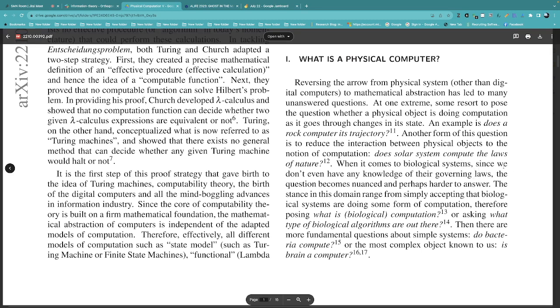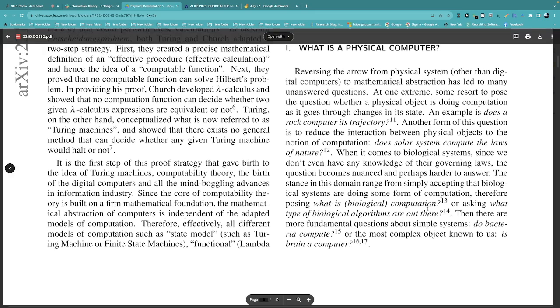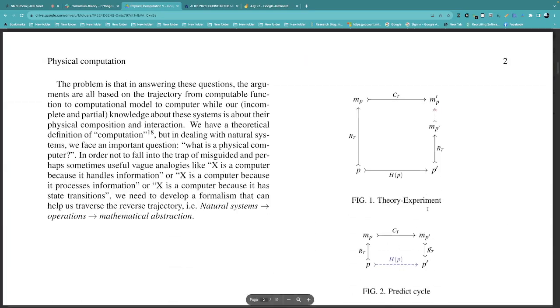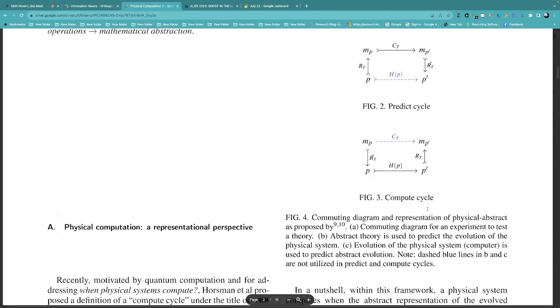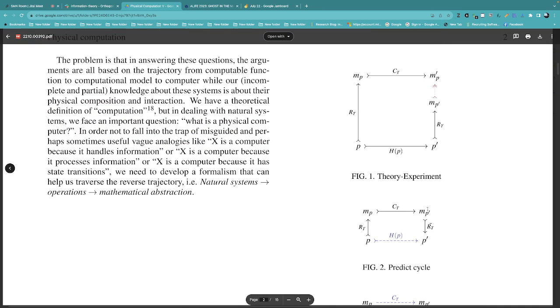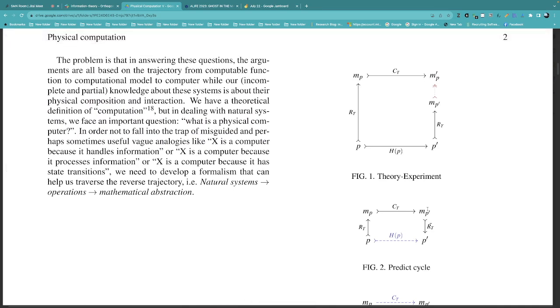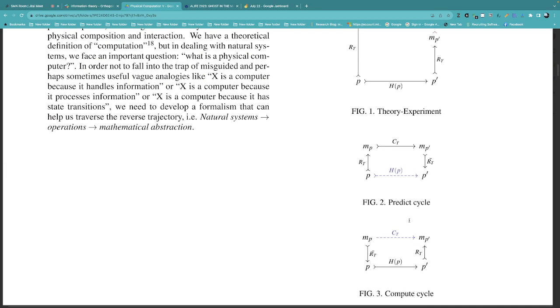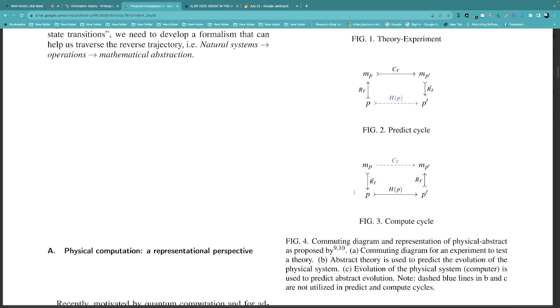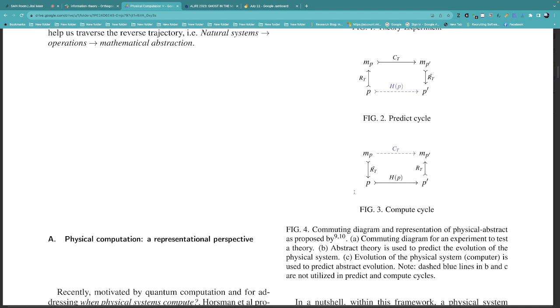When it comes to biological systems, since we don't have any knowledge of their governing laws, the question becomes nuanced and perhaps harder to answer. So, they kind of talk about that. And then they talk about these sort of diagrams where you get these theory experiment relationships, these prediction cycles, these compute cycles. And so you have to model all of this. And so you have to represent this in some way.